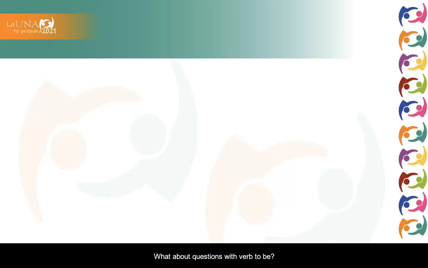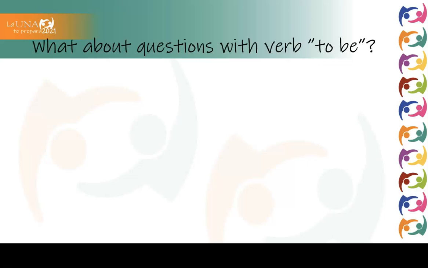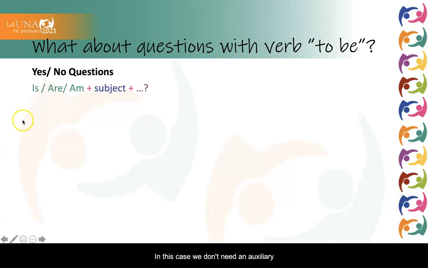What about questions with verb to be? Well, we also have yes/no questions, and they are a little bit different to the others. In this case, we don't need an auxiliary. We need the verb first, then the subject, and then whatever else we're asking.